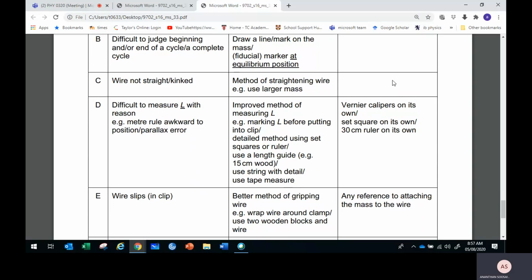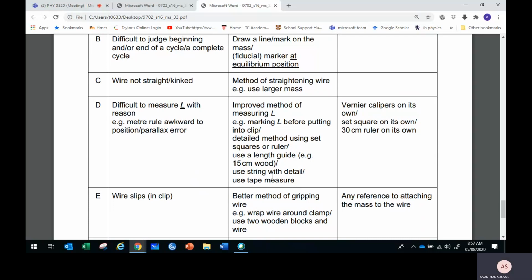Difficult to measure the L, with reason. Difficult to measure the L because the ruler is not perfectly vertical. Okay. So measure by using a set square, or make sure the ruler is perfectly vertical by using a set square to measure the L. The meter rule is awkward to position, and there is parallax error. Yeah, parallax error is another problem. Marking L before putting, detailed method using a set square or ruler. I think the second method is good.